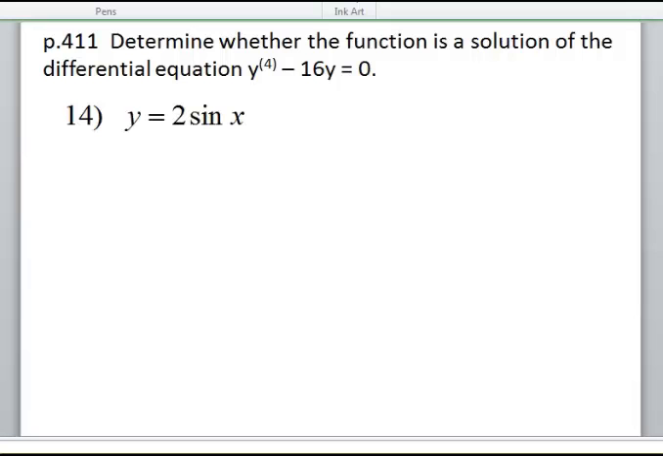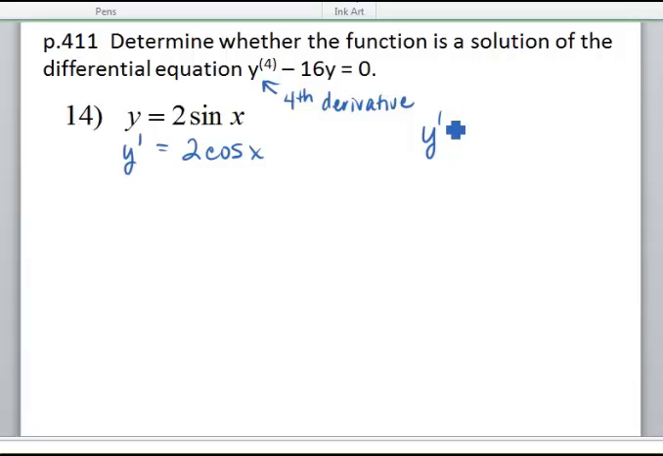Alright, in this problem, the question slightly changed. It now says determine whether the function is a solution of the differential equation. So this one right here, this part, actually refers to the fourth derivative. So let's go ahead and start to work with that. Well, if I'm going to find the fourth derivative, I'm going to need to find the first derivative first. So y prime is equal to 2 cosine x.